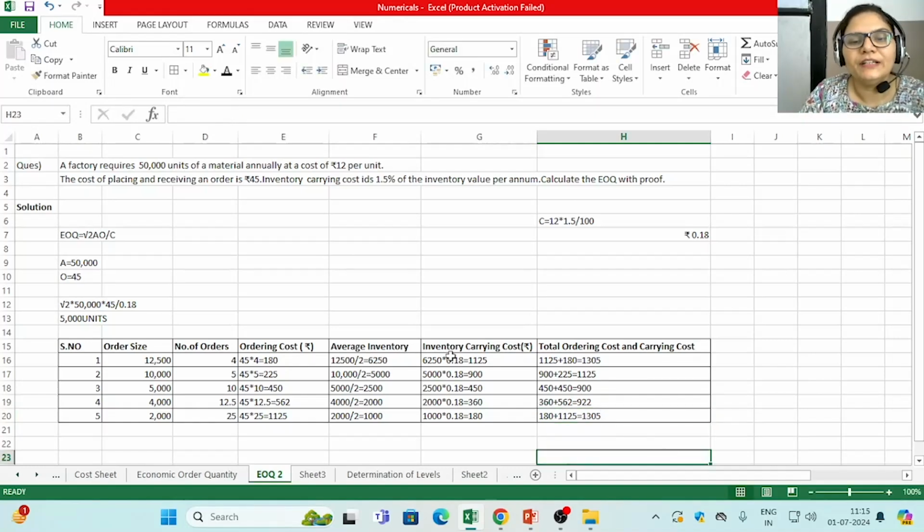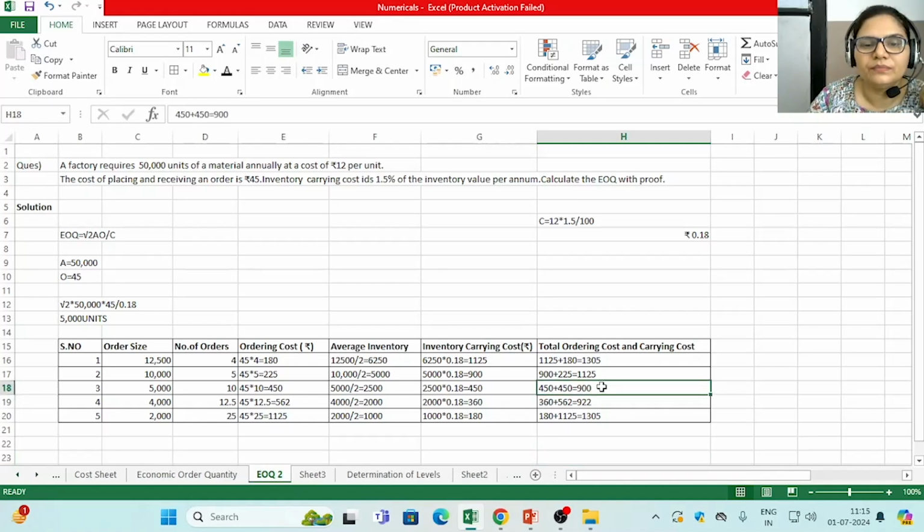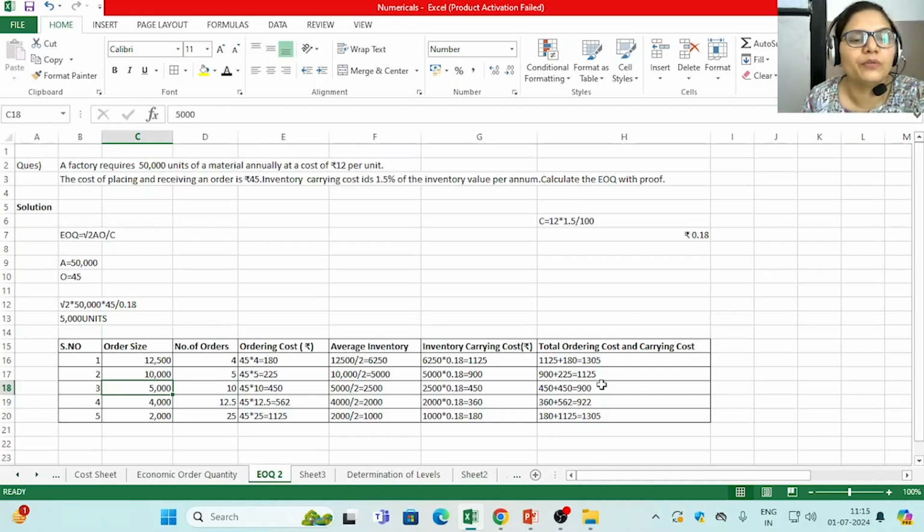Now you can see we have calculated total ordering cost and total carrying cost, and we can see the minimum of total ordering and carrying cost is at order size of 5,000 units. So definitely 5,000 is our economic order quantity.